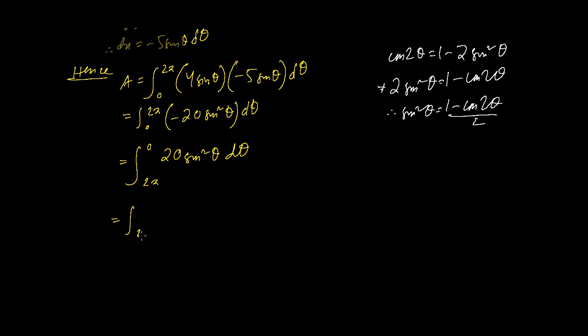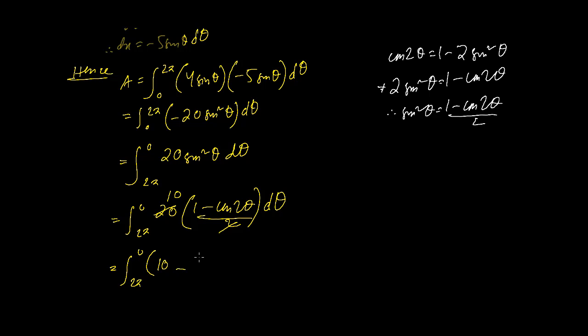That means 2 pi to 0, 20, we can write (1 minus cos 2 theta) divided by 2 d theta. So if you cancel this, 2 tens are 20. So this would be 10 ones are 10, minus 10 cos 2 theta d theta.